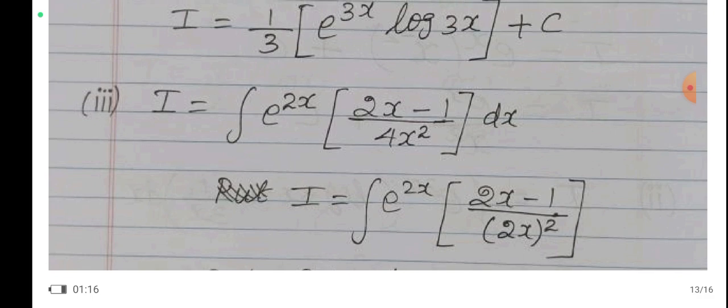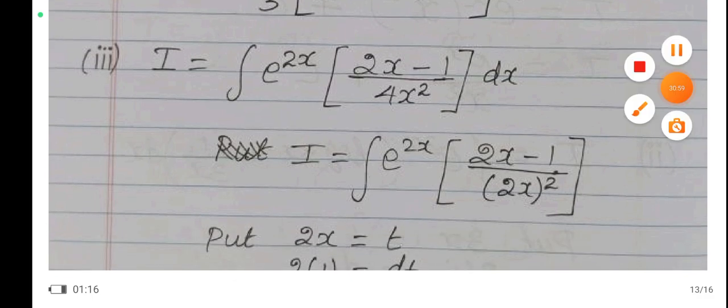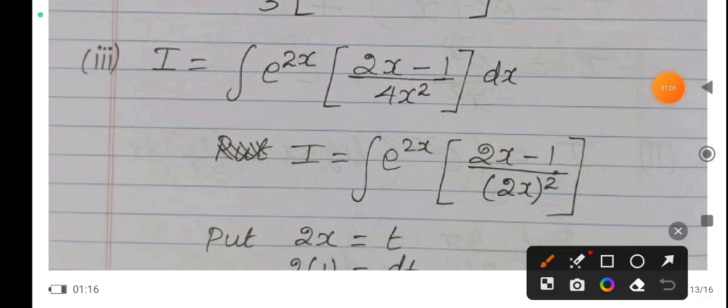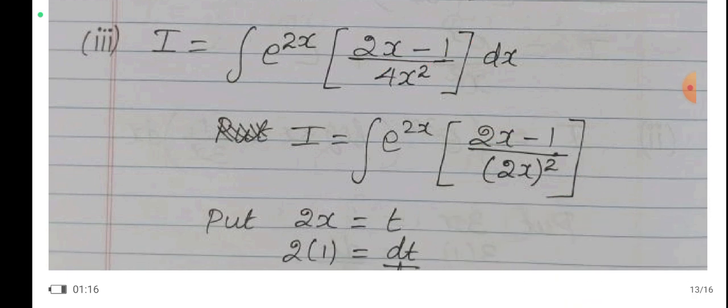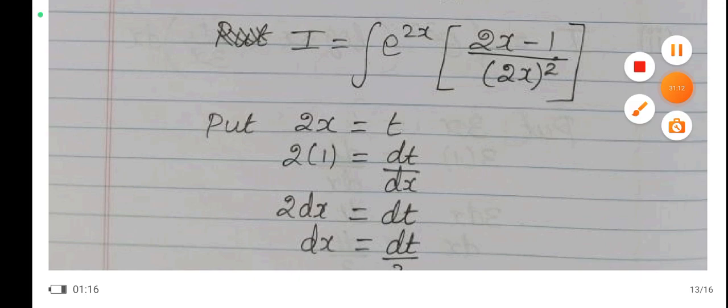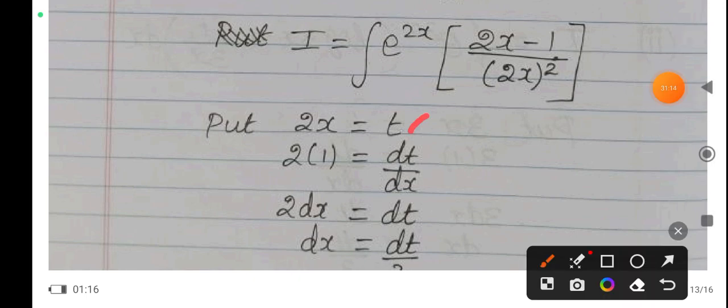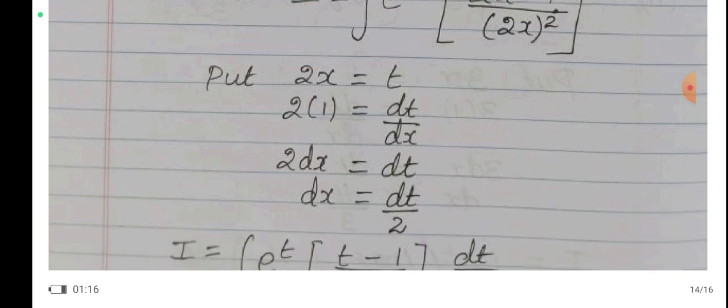Clear, a check mark. Now the third subdivision. Integral e power 2x minus 1 by 4x square. So 4x square we can write as 2x whole square. First, that is clear, a check. Then once we have written this, we can take 2x as t. Differentiate, children. 2 into x differentiation 1, t differentiation dt by dx. The division dx goes as multiplication: 2 dx equals dt. Dx equals dt by 2.